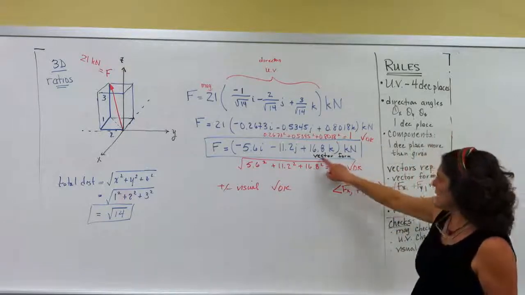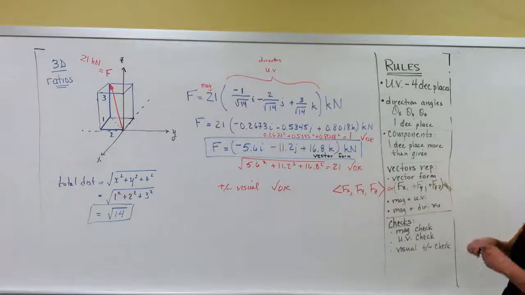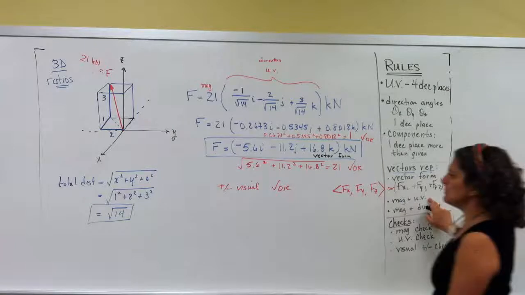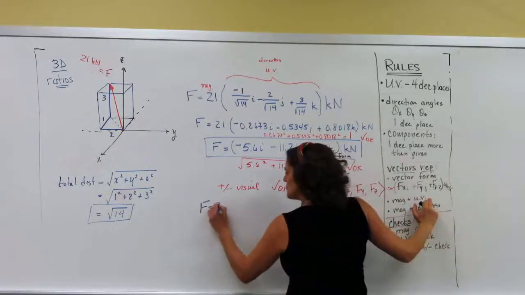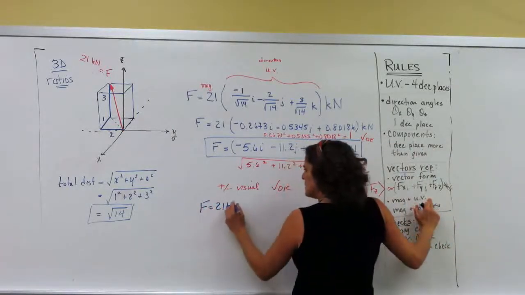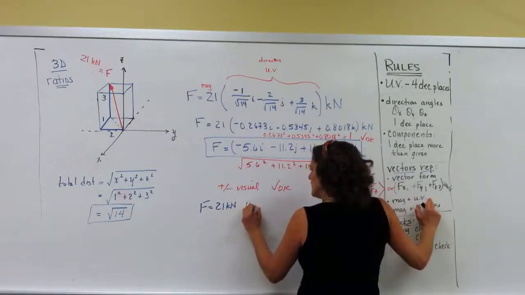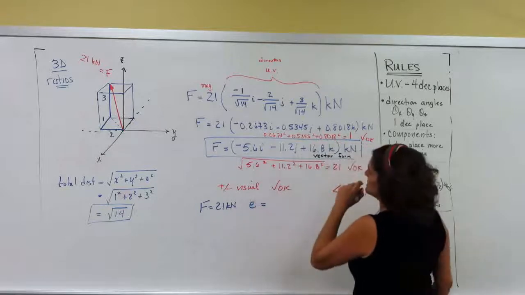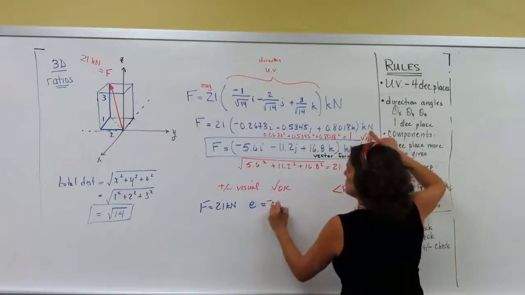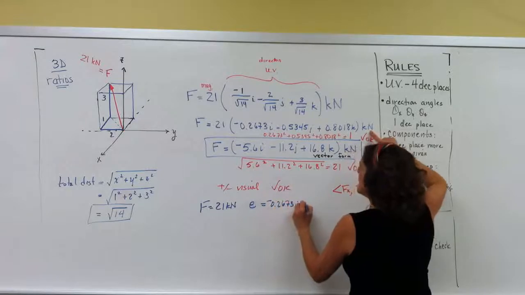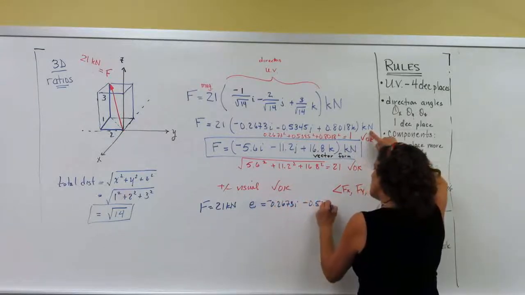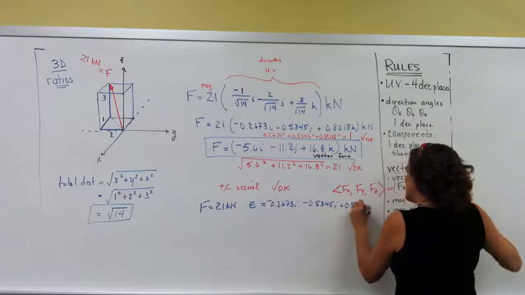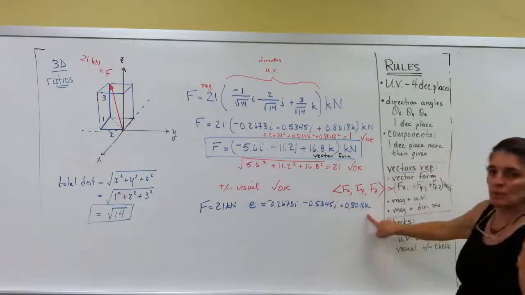So I first represented my vector in vector form. Now I'm going to represent it in magnitude and unit vector. And what did we say unit vector was? It's usually represented as e in statics: negative 0.2673 i minus 0.5345 j plus 0.8018 k. Any units on that? No, because it's unitless.